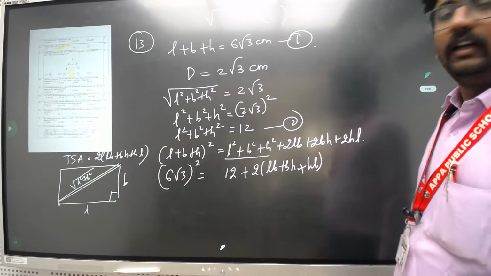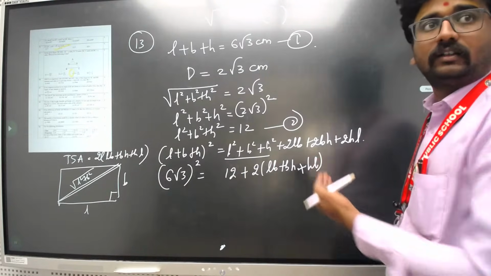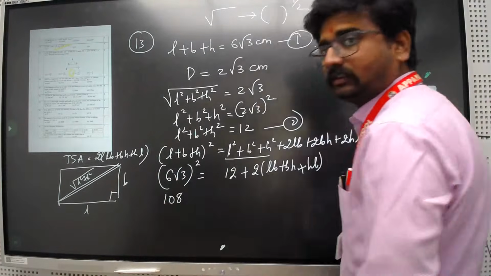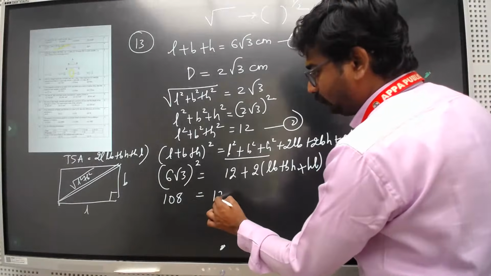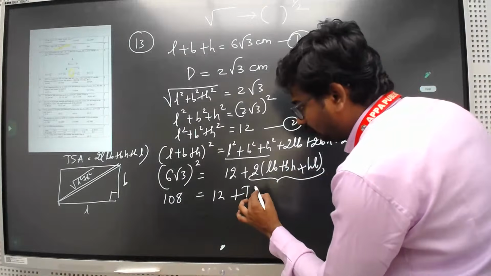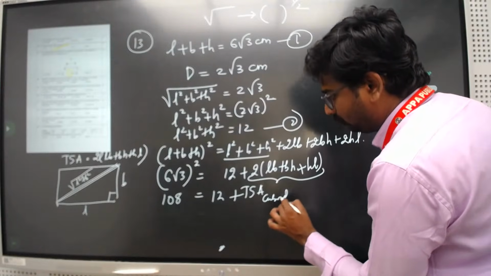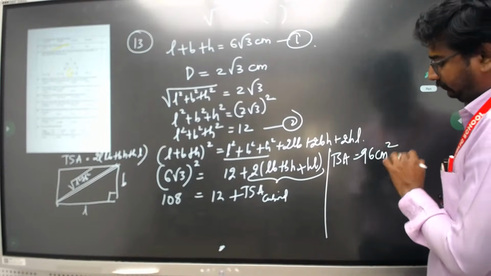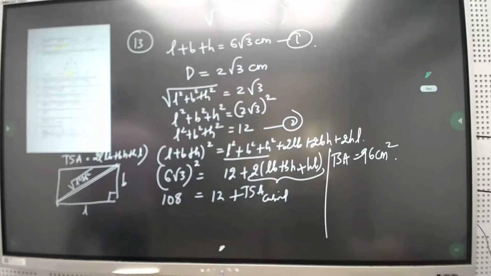So this is A plus B plus C whole square with the products. 6 squared is 36, into 3 is 108. So 108 is equal to 12 plus twice of LB plus BH plus HL, which is nothing but the total surface area of the cuboid. Now subtract: 108 minus 12 is 96 centimeter square. That is the perfect solution.